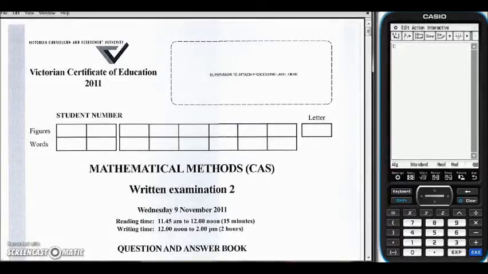Okay, so this is the first run through of some multi-choice questions. So we're going to look at the 2011 exam. As you'll see, I've got up here the Casio ClassPad 2. So this is the latest model. If you're working off a different one, hopefully you'll be able to adapt what I do to your device. So everything should be fairly similar.